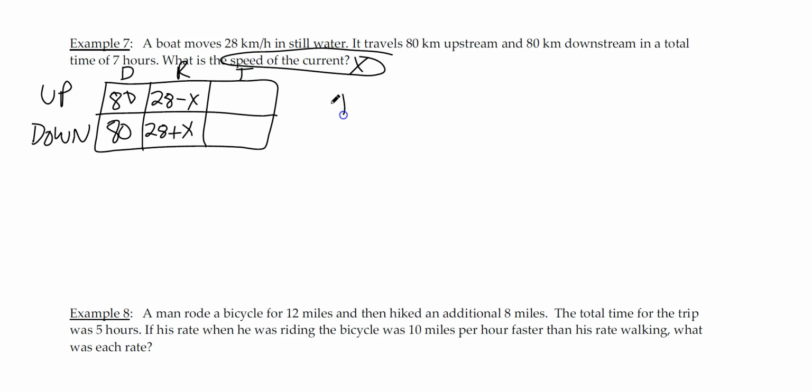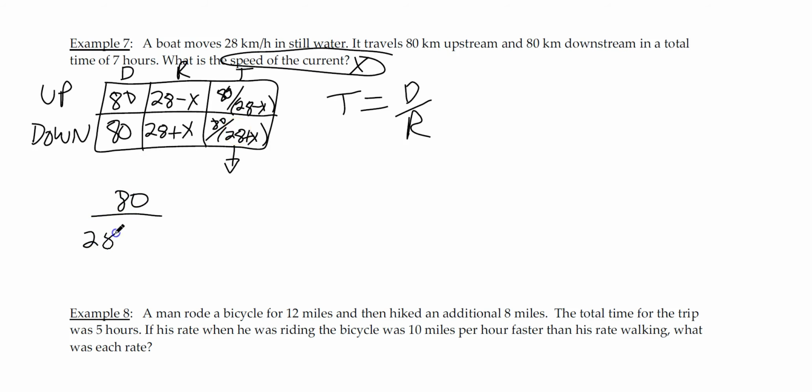Now for the time, time is distance divided by rate. From the equation, distance equals rate times time. So the distance divided by the rate. Now that last column that you fill out, you get to set those up in an equation. In this case, it says total time of 7. So these two add up to 7. So we have 80 divided by 28 minus x plus 80 divided by 28 plus x equals 7. Put that over 1 if it helps.